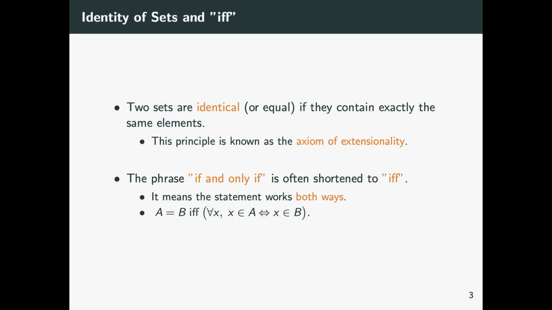When we want to emphasize that two statements must be true at the same time, we use the phrase "if and only if." This is often shortened to IFF. So we might say two sets are identical if and only if they share precisely the same elements. In everyday language, you can think of "if and only if" as meaning "in both directions." Each set has everything the other one has and vice versa.